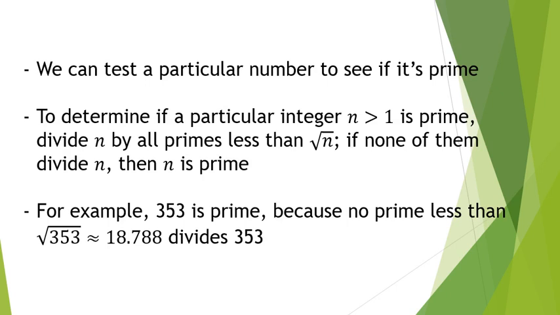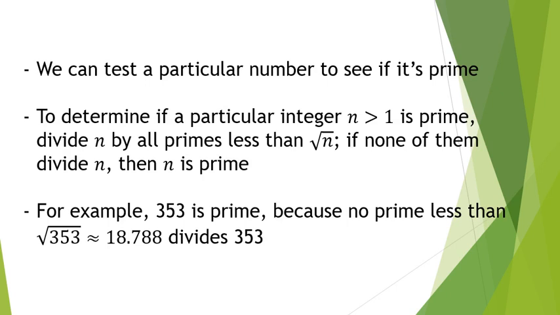Another example, this is easier to think about off the top of your head, but the number 101 is also prime. The square root of 101 is slightly more than 10, but not quite 11. So I'm checking all primes less than 11. So that gives me 2, 3, 5, and 7. And if you try to divide 101 by any of those four numbers, you are not going to get a whole number.